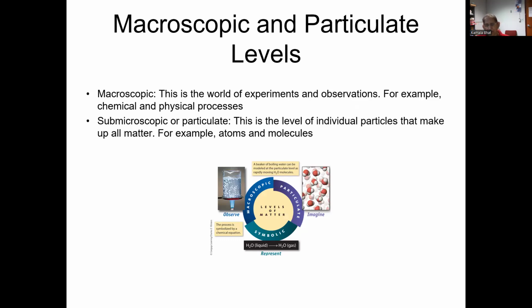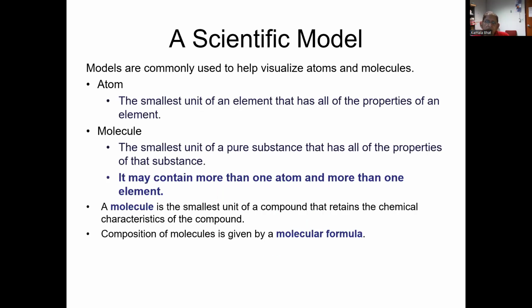Now, because we are talking about very small particles, we have to understand the levels of the particles. Macroscopic, this is the world of experiments and observations, for example, chemical and physical processes. Submicroscopic or particulate level, this is the level of individual particles that make up all matter, for example, atoms and molecules. A scientific model helps us to visualize atoms and molecules.